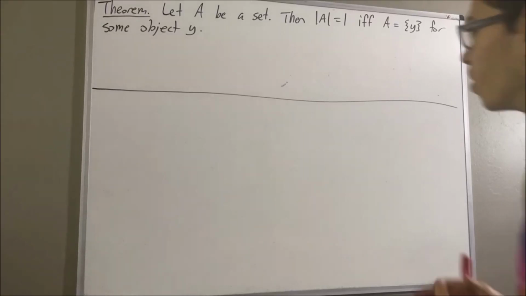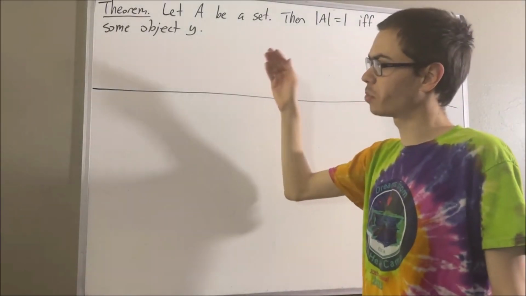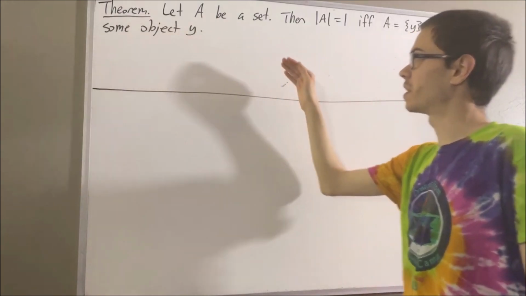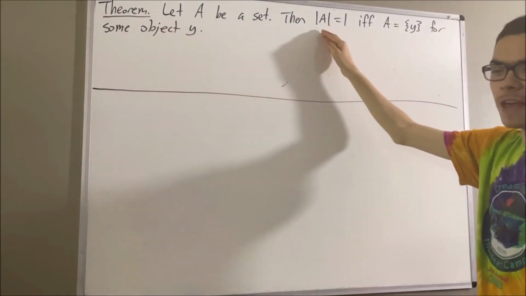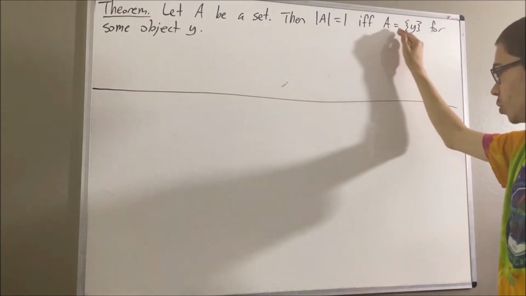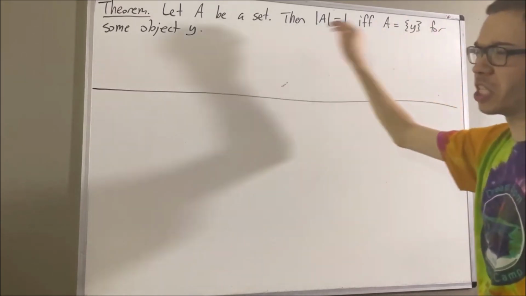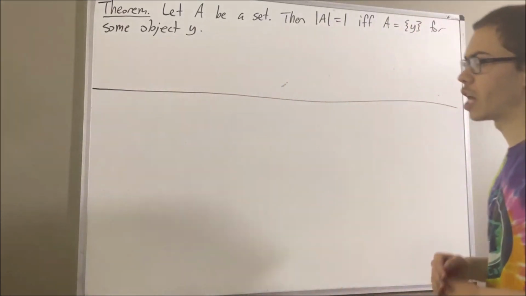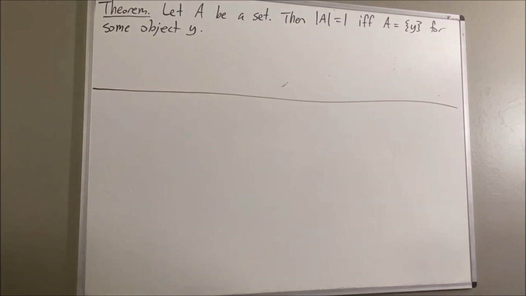Hello! In this video, we are going to prove the following theorem. Let A be a set. Then the number of elements in A is equal to 1 if and only if A is equal to the singleton set of y for some object y. Now, before we get into the proof, let's get some context.